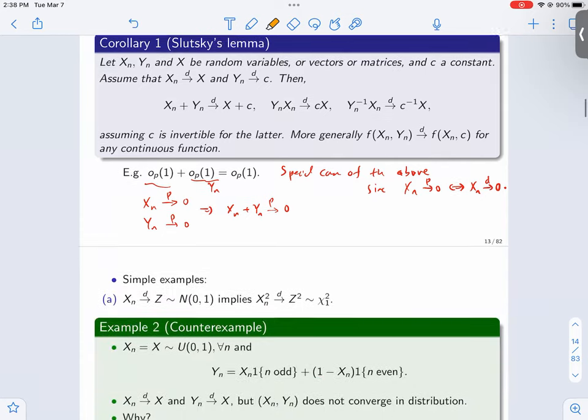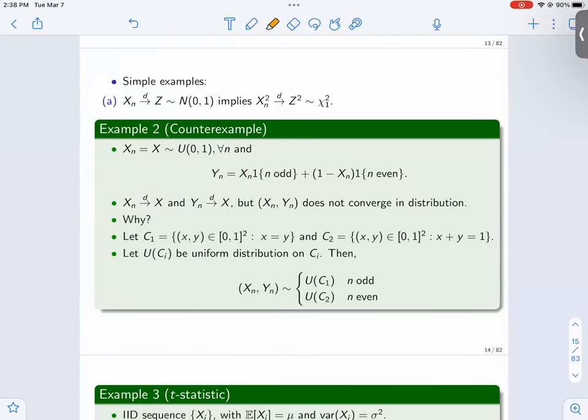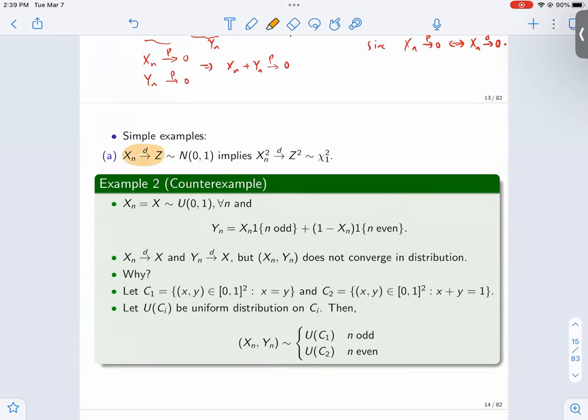Okay, so slowly moving on to the counterexample. So first, a simple example. Say xn converges in distribution to Z, not zero. So Z is a non-trivial random variable, a random variable that has a normal 0, 1 distribution. Sometimes you see people write xn converging in distribution to normal 0, 1, because really the distribution of the limit is what matters. Sometimes people write a variable, sometimes the distribution, and they're sort of equivalent because what really matters is the distribution of the limit, nothing else.